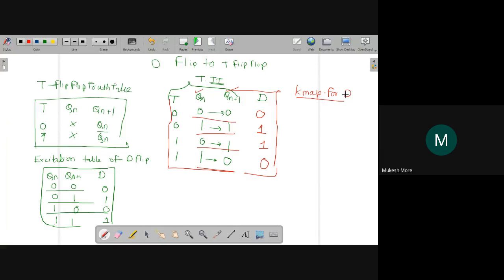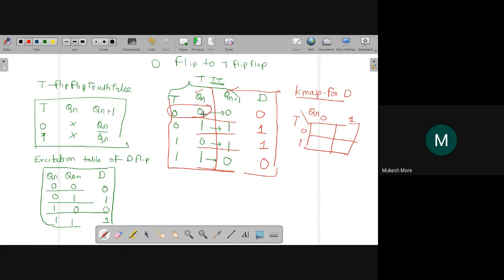K-map for D. Okay. Now we have input variables for D, that are T and Qn. Okay. So T having two values 0, 1, Qn having two values 0, 1. Okay.